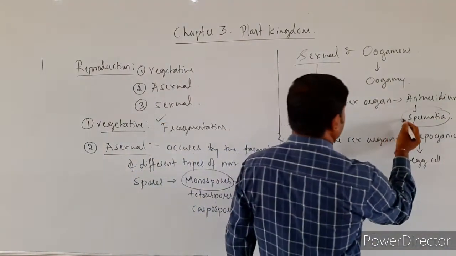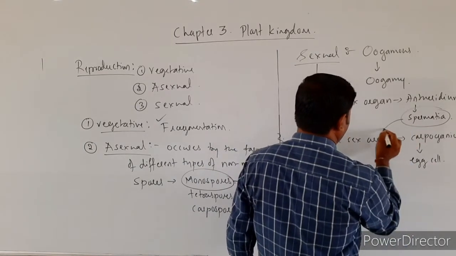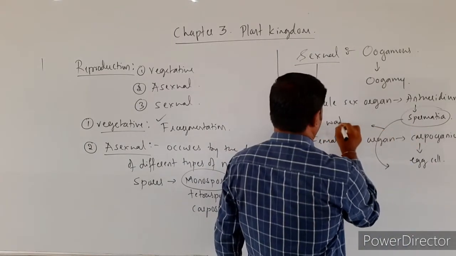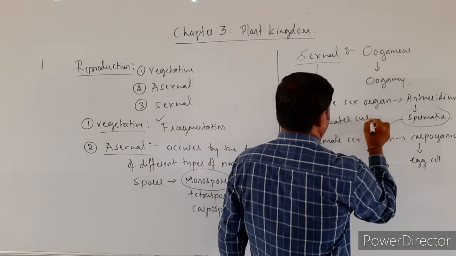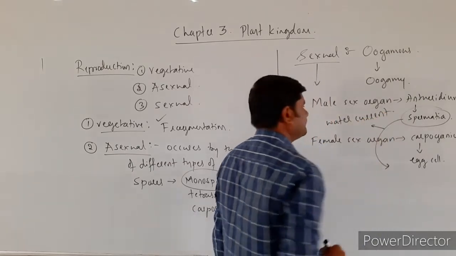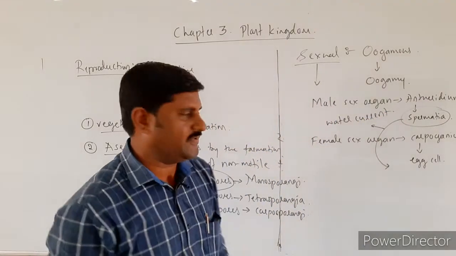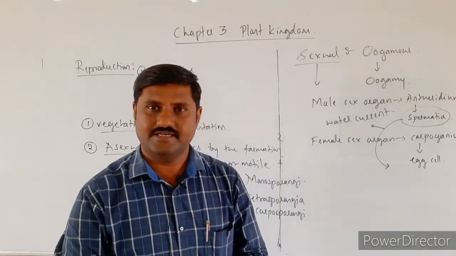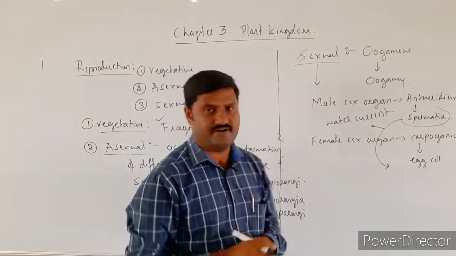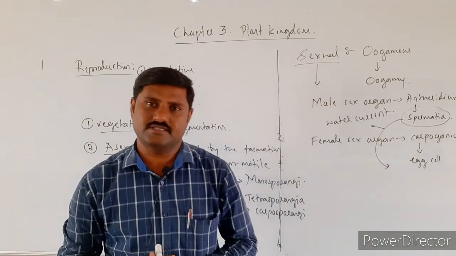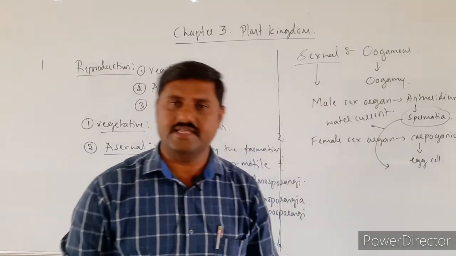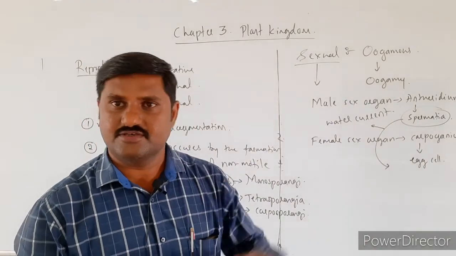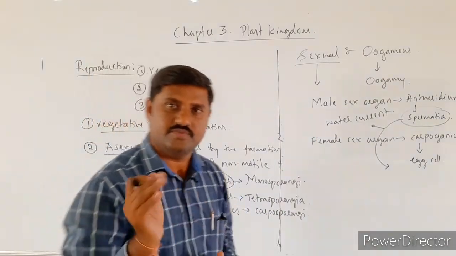They move towards the female gamete by water current, right? So this way both of them fuse. So this is oogamous type of reproduction. So oogamous sexual reproduction is seen in red algae. So this is the unique feature you must remember.